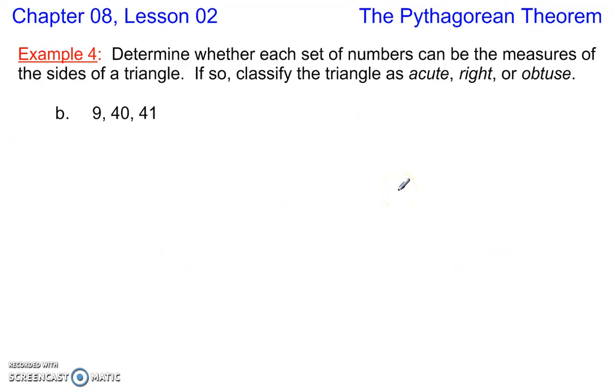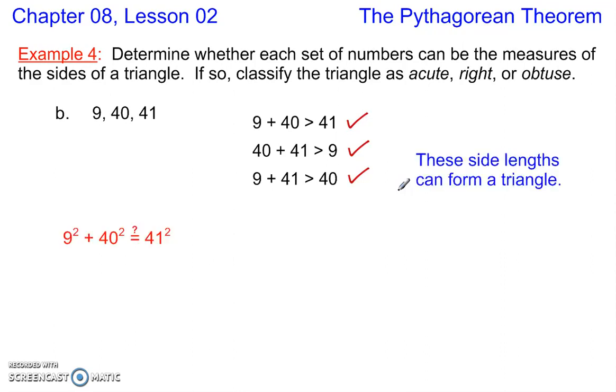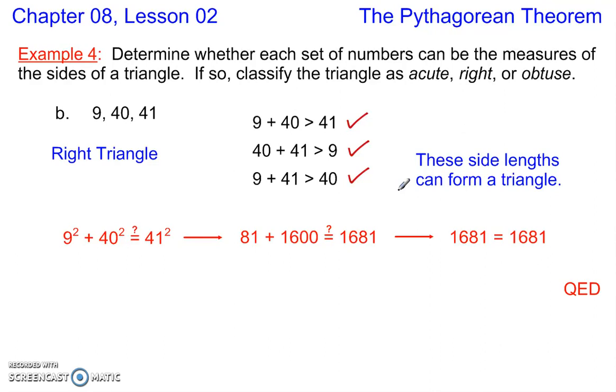So we'll check this one. Same deal. 9 plus 14 is greater than 41. 41 plus 40 is greater than 9. And 9 plus 41 is greater than 40. So we have a triangle. And we'll check to see, is this acute, right, or obtuse? 9 squared plus 40 squared gives me 81 plus 1,600. And as you see, that is equal. Since these two are equal, we have a right triangle.